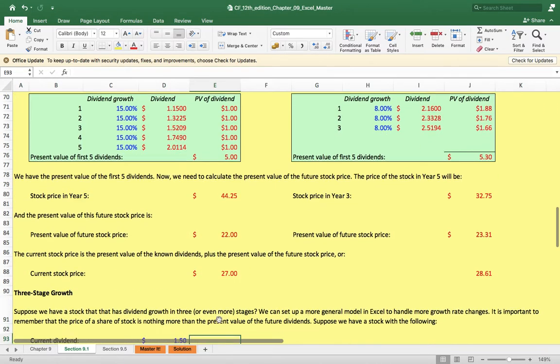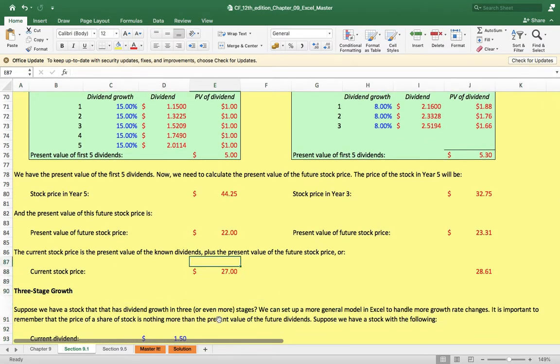Now the current stock price is equal to the present value of dividends plus the present value of P5, which is equal to $27. So we have done two exercises here, one given in the example in the book, and another one given in the end-of-chapter question. Both, I think, with two-stage growth we have done.